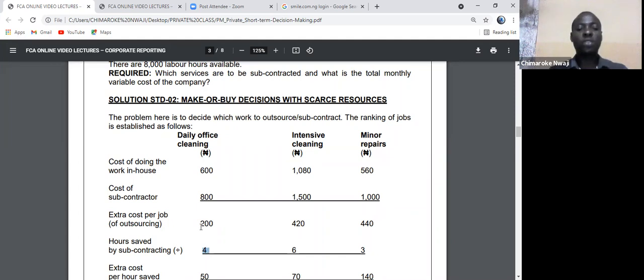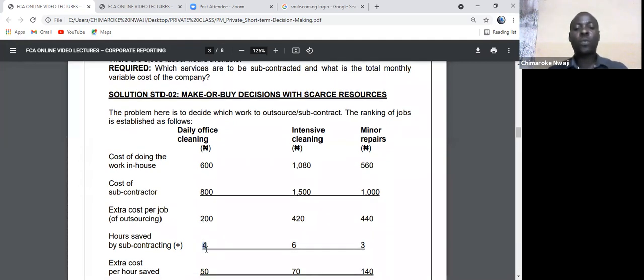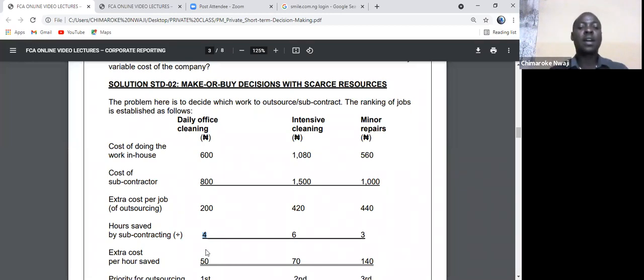So if this 200 naira extra cost you're spending is for 4 hours, now what is the cost for 1 hour? You simply divide 200 by 4. It means for every 1 hour that you save, the extra cost that you are spending is 50 naira. So you are spending 50 naira per hour saved. So 50 naira extra cost for 1 hour you save.